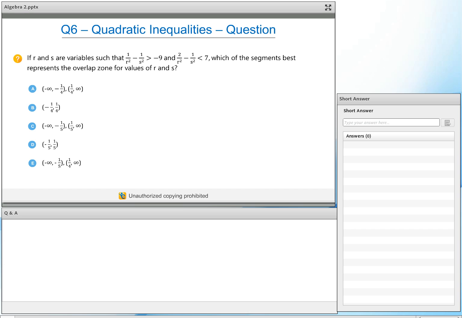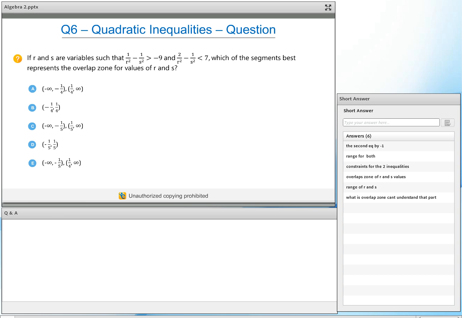First, read the question. If R and S are variables such that this inequality and this inequality hold true, which of the segments best represents the overlap zone for values of R and S? So tell me, what is it that we need to find out in this question? Don't worry, I'll give you guys a chance to solve this question, but I just want to come up with a strategy together before I send you off to solve the question. Yes, you need to find out the range for both R and S. Absolutely right.